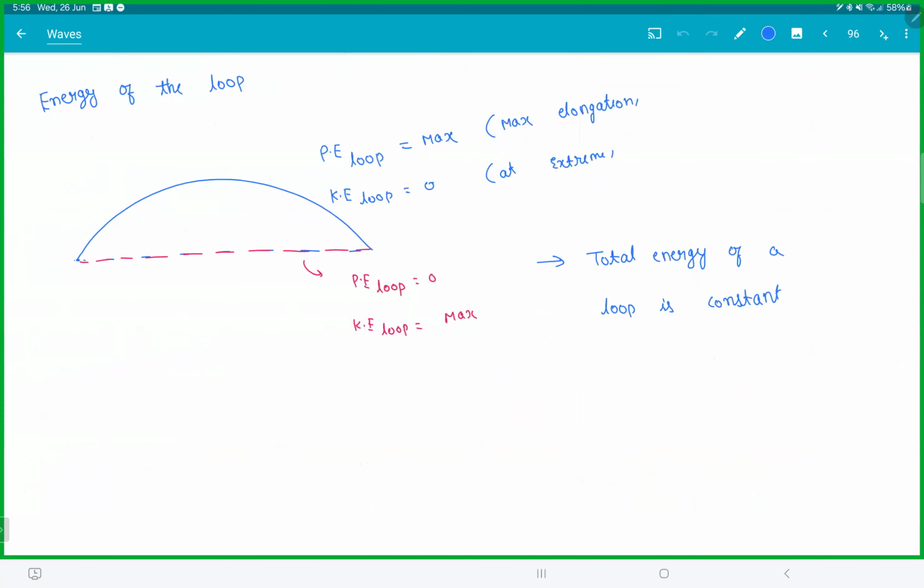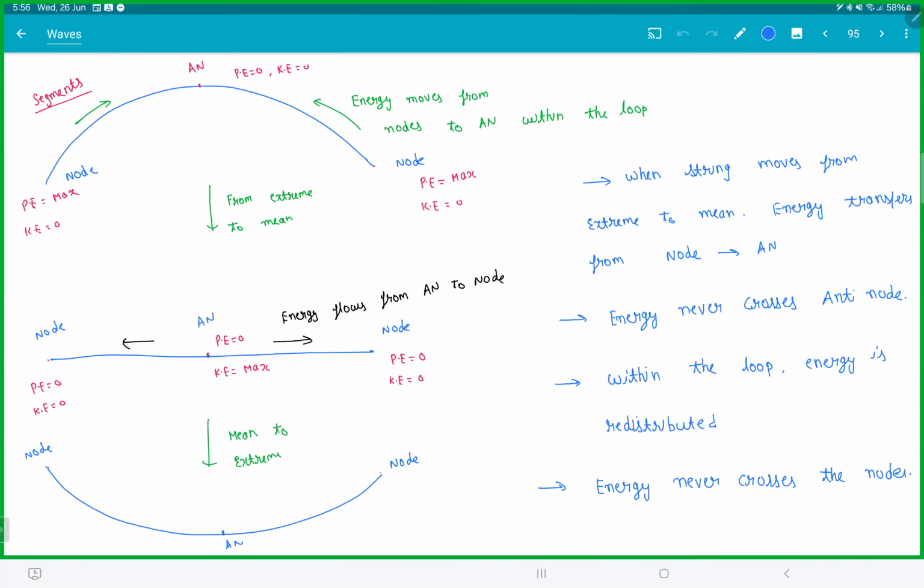Check this out. This is the analysis of that. So the energy of a loop is constant. Any doubts on this? This is something they never asked before, so it's a good one. Can I go ahead?